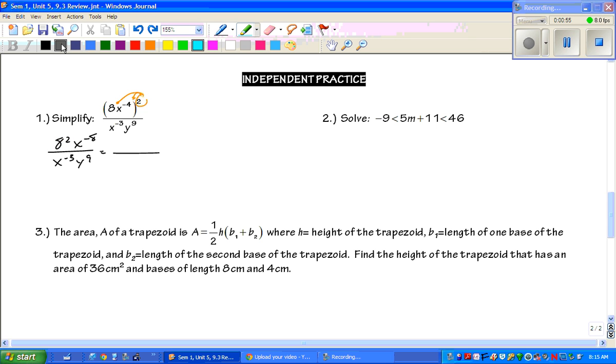8 squared gives us 64. My exponent's negative. I'm going to drop it like it's hot. If it's already on the bottom, I'm going to bring it to the top. And then my y to the 9th stays there. Okay, so on the top, we've got the 64. I'm going to look at my x's to see who wins, the top or the bottom. The bottom wins. How much bigger is it? It's bigger by 5. Okay, and then there's no other y, so we just keep y to the 9th.